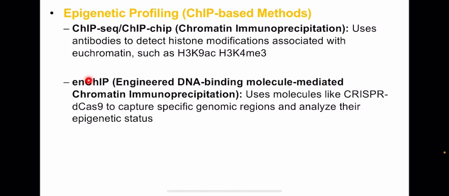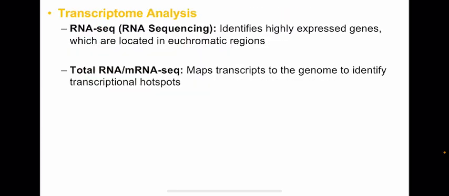So the name is N-ChIP. N-ChIP uses molecules like CRISPR-Cas9 to capture. So these two, ChIP-seq and N-ChIP, we use them to do epigenetic profiling. There are also assays for transcriptome analysis. Those are RNA-seq or RNA sequencing and total RNA sequencing, or even you can do it specifically for mRNA sequencing.